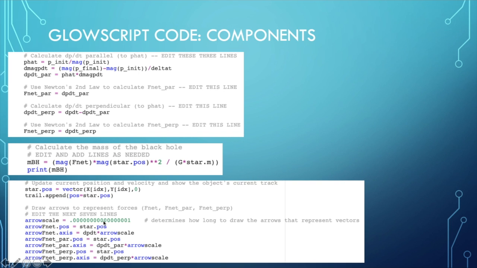For the scale, I just kind of played around with it. Since the forces are very large compared to our model, it had to be very, very low. As you can see here, I just kind of played around with it until the arrows fit to scale. And then we used the star position for each arrow's position, and then their respective axis is based on which component of the dp dt we're working with.